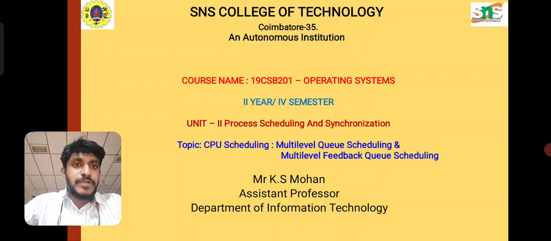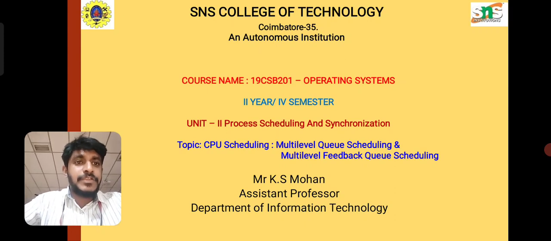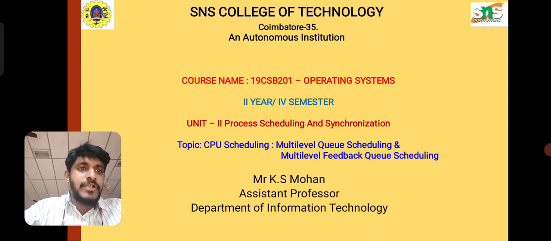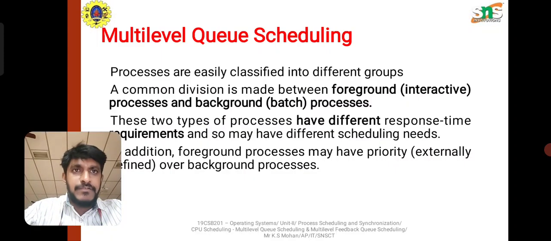In operating system process scheduling and synchronization, we have CPU scheduling, multi-level queue scheduling, and multi-level feedback queue scheduling. We are going to discuss this in the topic. We have multi-level queue scheduling and multi-level feedback queue scheduling. Let's start with multi-level queue scheduling.